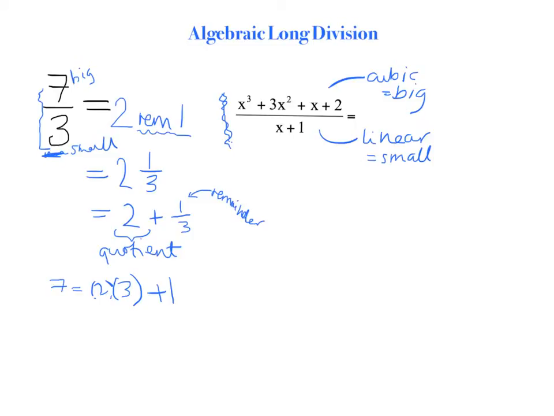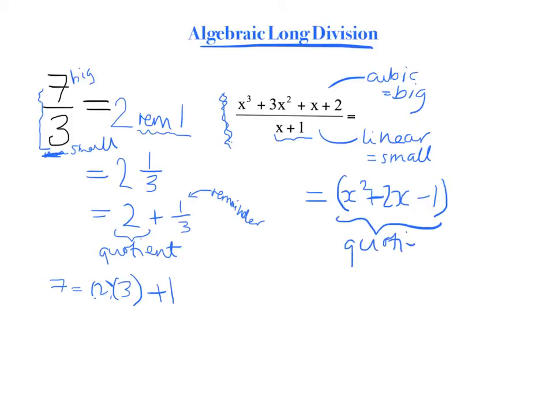You can't really see how this is going to work out without doing algebraic long division, which is what this video is all about. But I can tell you that if you asked me how many x plus 1's are there in x cubed plus 3x squared plus x plus 2, I could tell you that there are x squared plus 2x minus 1 whole ones. So that's the quotient. And the remainder, the bit that's left over, is 3.